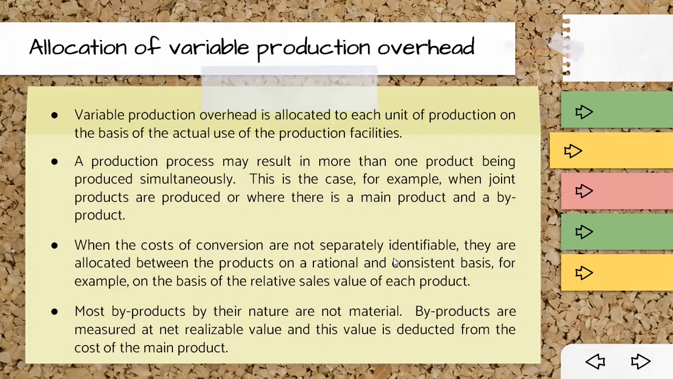So when the cost of conversion are not separately identifiable, they're allocated between the products on a rational and consistent basis. For example, on the basis of relative sales value of each product. Most byproducts by their nature are not material. Byproducts are measured at net realizable value and its value is deducted from the cost of the main product. So take note that these items here, itong main product, byproducts, you will get to know more about this in your cost accounting subject. So doon na lang yung detalye nito.